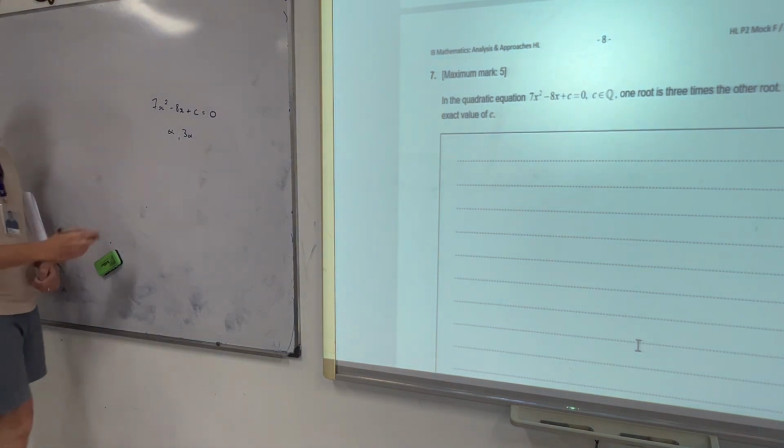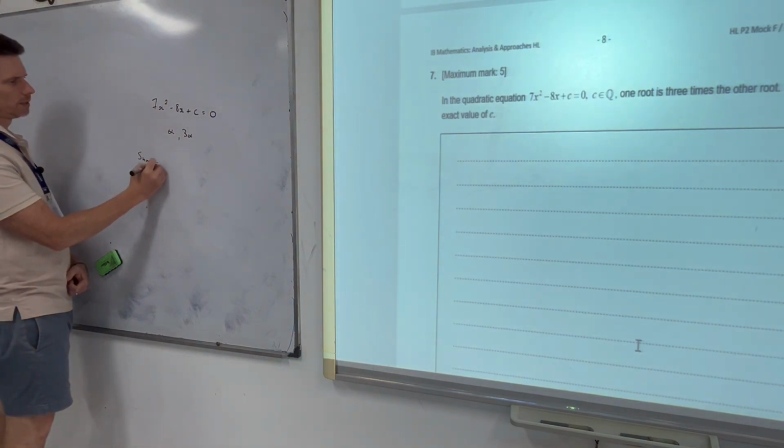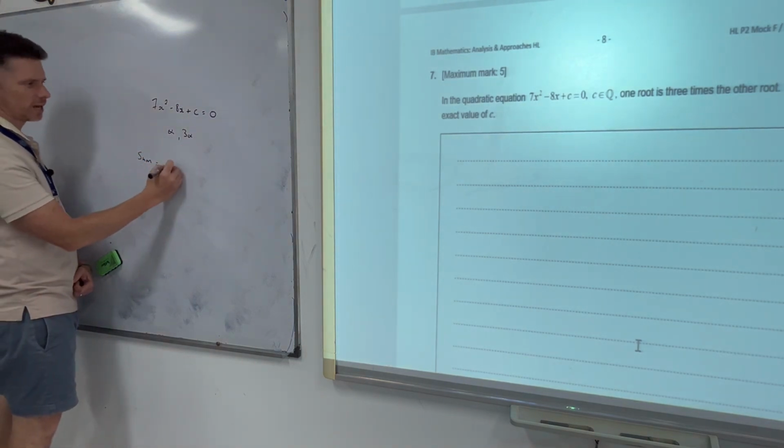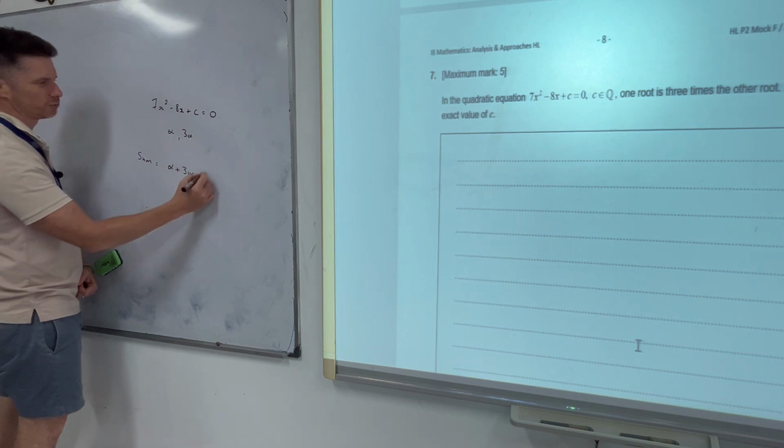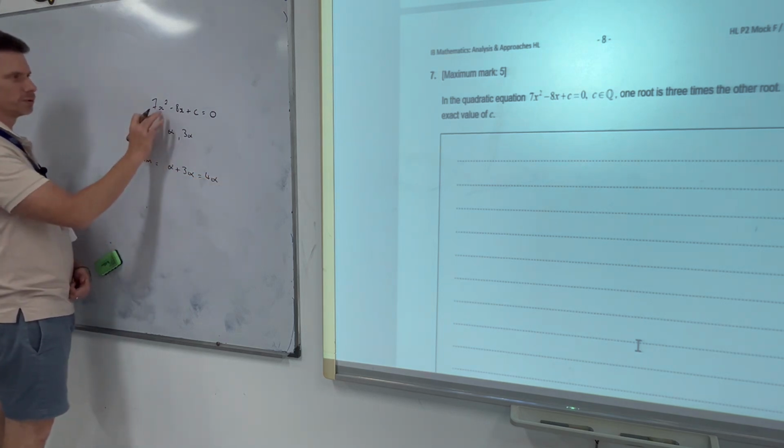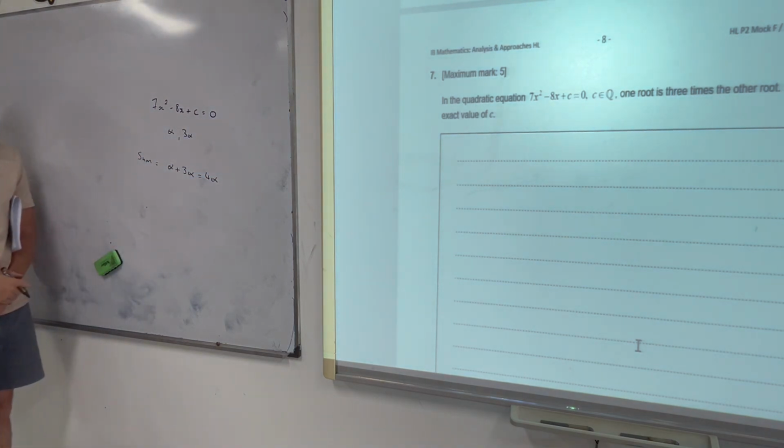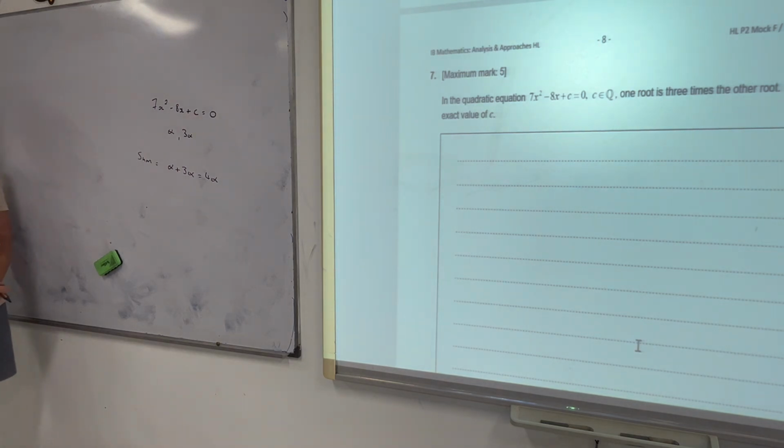So the sum of the roots from these are alpha plus 3 alpha, which gives 4 alpha. But there's also the sum of the roots we can get from this. What's the sum of the roots? C over 7.